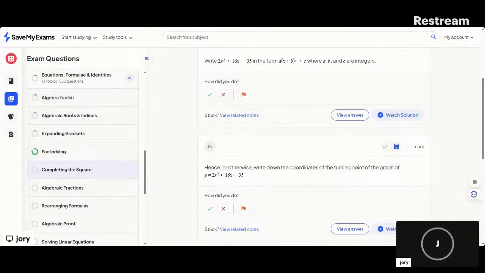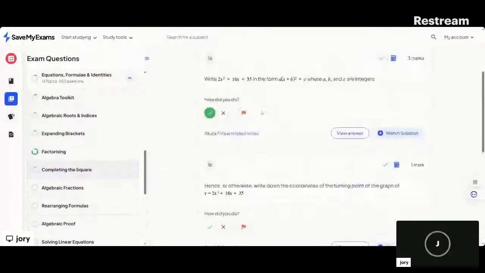Okay, so we minus 32, and now we're going to factor this one. And we're going to make it x plus 4 squared. Plus 3 at the end, because 35 minus 32. And you're done. Okay, it's 2(x plus 4) squared plus 3. Got that. Done that. Good for me.